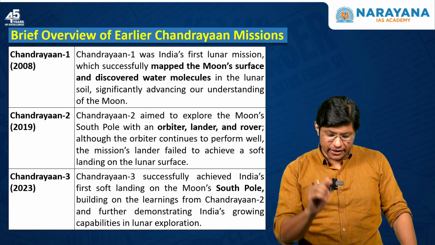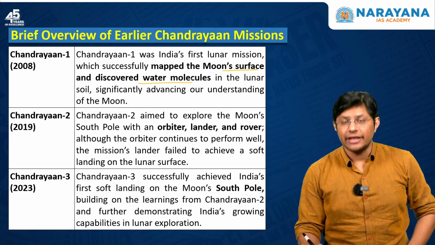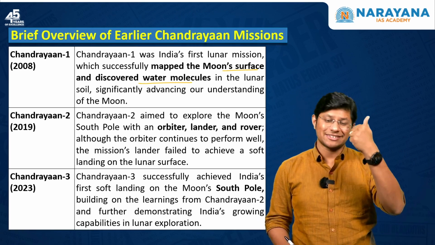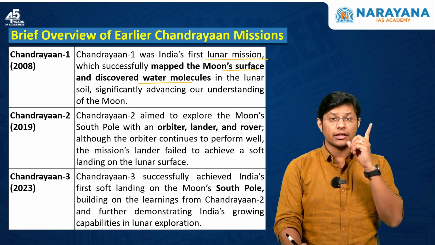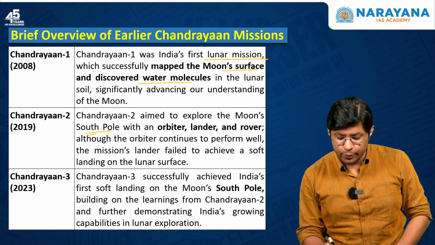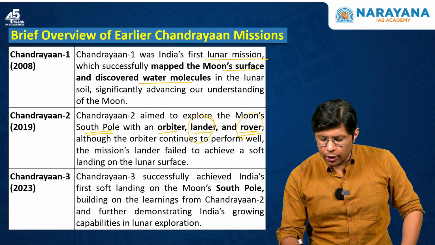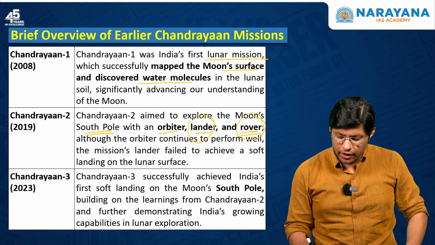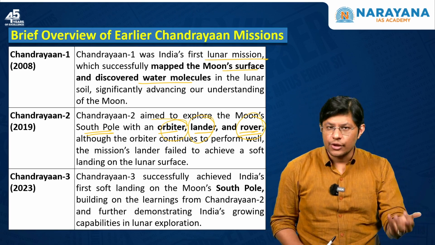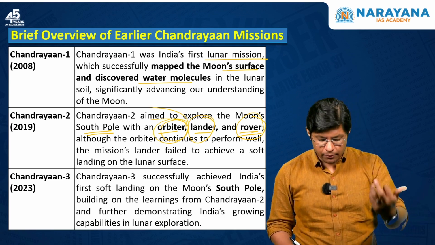Now, this is a difference that you have to understand. Chandrayaan 1, year 2008. The purpose was to map the moon's surface and discover water molecules. This is the first Chandrayaan, and the mission was to discover the water molecules, and it was a successful one, right? First lunar mission. Second, Chandrayaan 2, which was a partial success. Why? Because the aim was to explore the moon's southern pole, right, with an orbiter, lander and rover. Now, the lander and rover did not make a soft landing. However, the orbiter is orbiting around the moon, which means it was a partial success and partial failure. Why? Because out of these three, the orbiter is still performing, right?